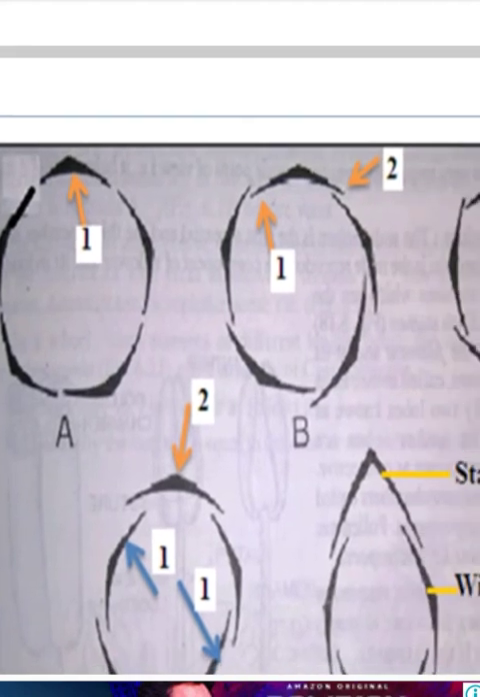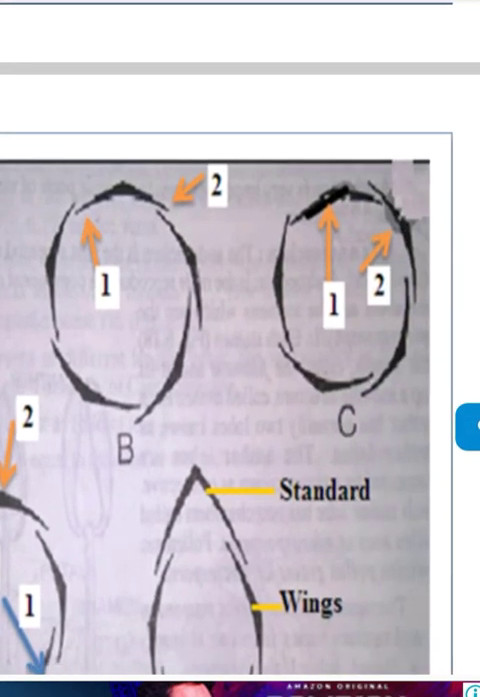Then the twisted or the contorted. Look at one petal. Number 1 margin, and number 2 another margin. One margin is inside and the second margin is outside. All the petals are arranged like this: one margin inside, one margin outside. That is called twisted or contorted.